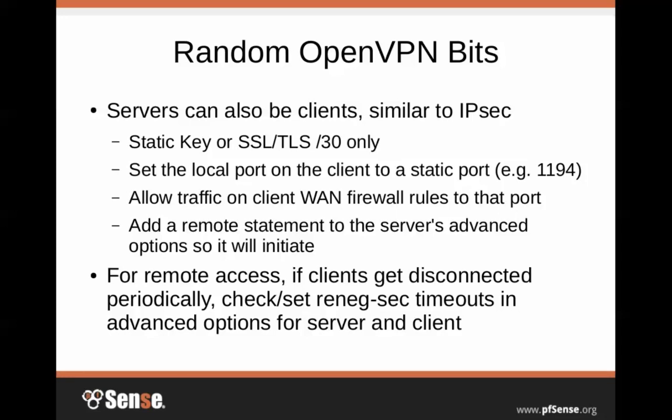And also, it's very inconsistent. Some clients, for some reason, remote access will get bumped off after an hour or so. There's a renegotiation timer in OpenVPN that you can set. It's just reneg-sec. It's not in the GUI yet. We're thinking about adding it in a future version. You can put that in the advanced options with a 0 on the server, which should disable it. And you can set that in the client as well.